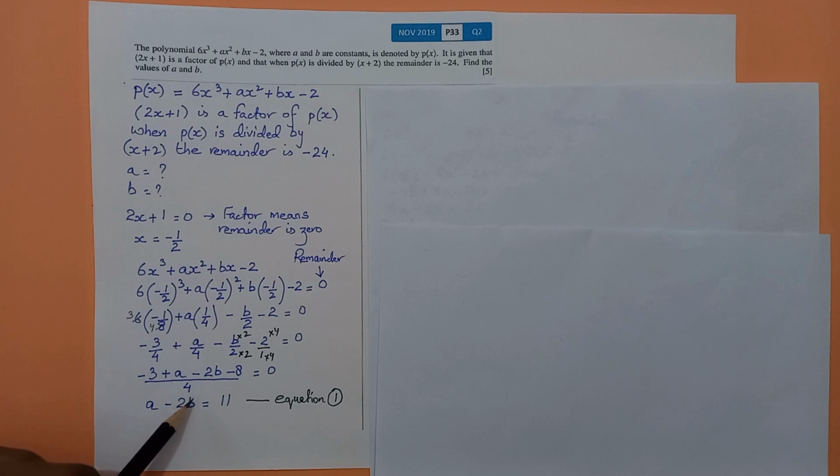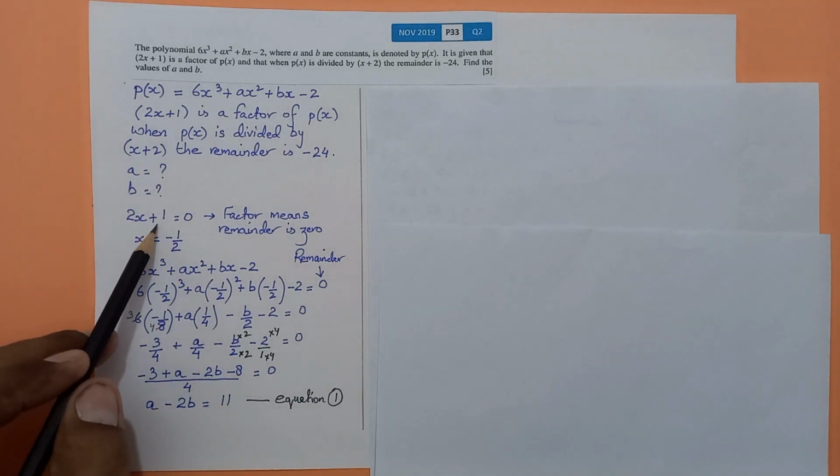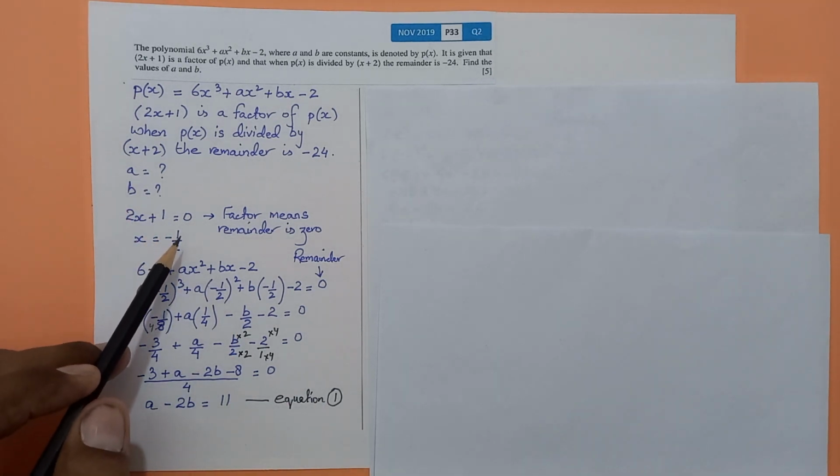And after that, when we go for the cross multiplication process, 4 multiplied by 0 would be 0. That means you are just left with minus 3 plus a minus 2b minus 8, and simplifying it, it would be a minus 2b, as I have written, and minus 3 minus 8 is minus 11. When moved to the other side it would be positive 11, and this is our equation 1 from this particular factor, which was 2x plus 1.